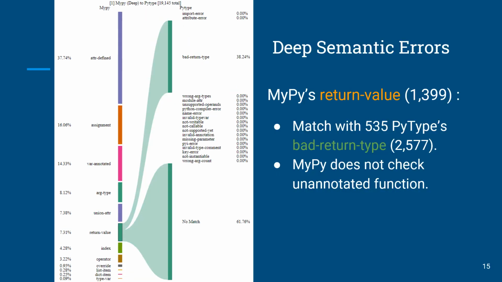We will look at 4 of MyPy's deep semantic error codes. First, there is a strong connection between MyPy's return value code and PyType's bad return type code. They roughly check the same thing. The main difference in number is due to MyPy not checking an unannotated function.